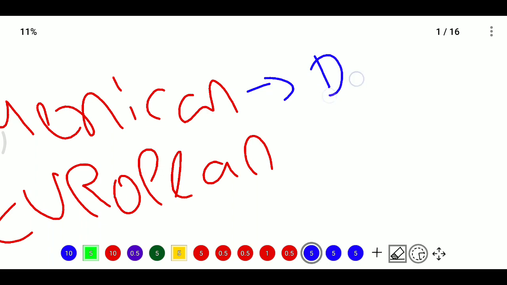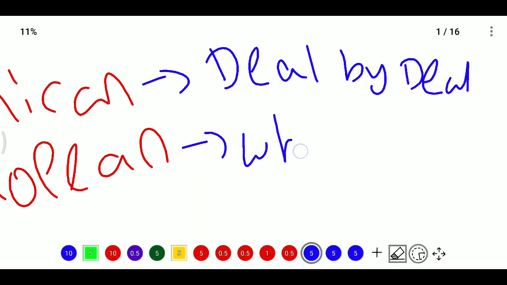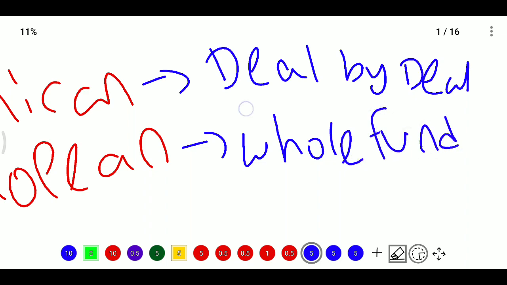In the American waterfall, as we discussed, the incentive fee is taken based on deal-by-deal profits, whereas the European waterfall is based on the fund level. It means they will take it on the whole fund.